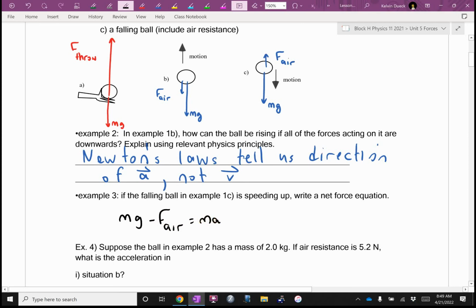Mr. Dewick, why did you say it is speeding up? I had to tell Jada that, otherwise she can't answer the question. Because it could be slowing down, like a parachute would make you slow down, or it could be exactly balanced, and that means not speeding up or slowing down, in which case it would be mg equals F air. So that's why I had to include that little phrase, it's speeding up, because Newton's laws tell us acceleration.